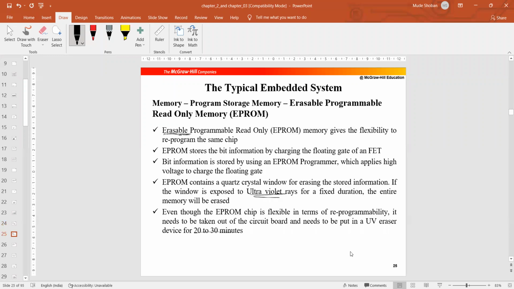Now coming to the EPROM, electrically programmable read-only memory. Sorry, it is not electrical, it is erasable programmable read-only memory. It gives the flexibility to reprogram the same chip. So once it is used, you can reuse it, right?